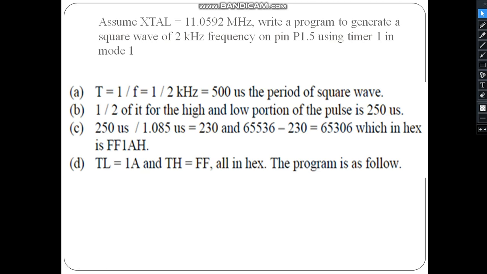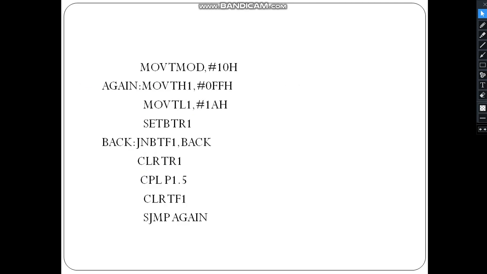With this, the computational part is complete. Then we have to write the program. It is said that timer 1 is in mode 1. So first we have to calculate the value that has to be loaded into the TMOD register. Since we are not using timer 0, the lower nibble is 0 and the upper nibble is 1. This indicates timer 1 in mode 1.